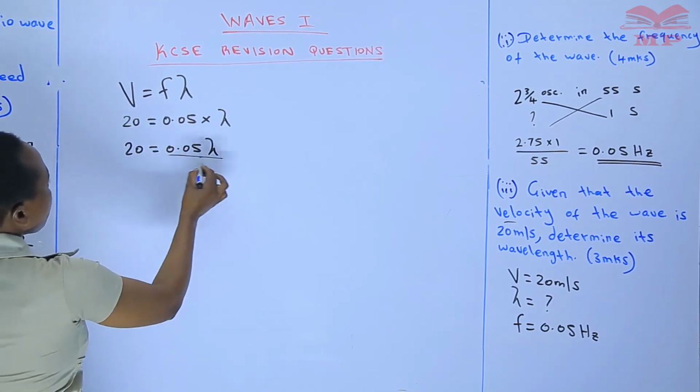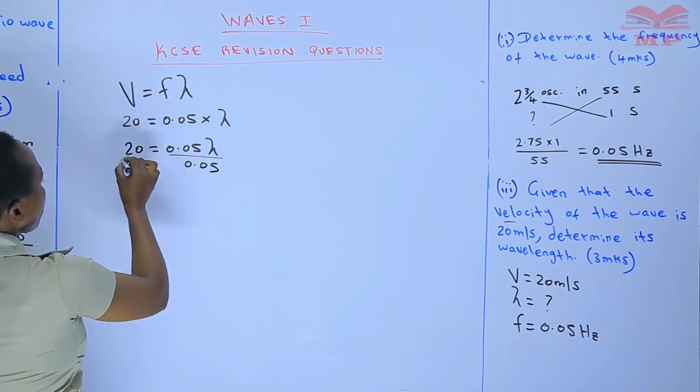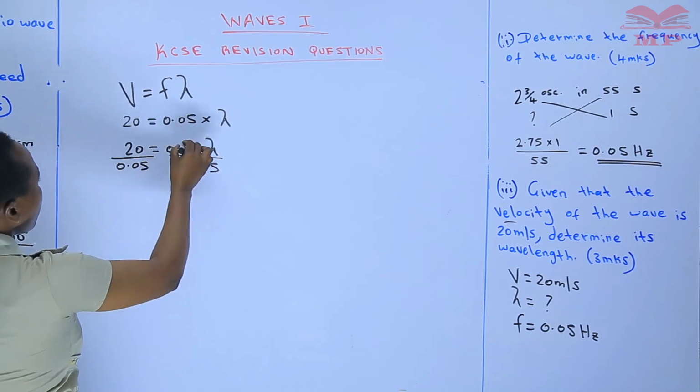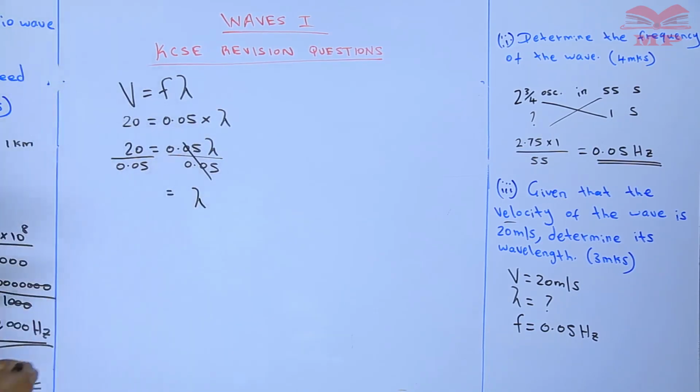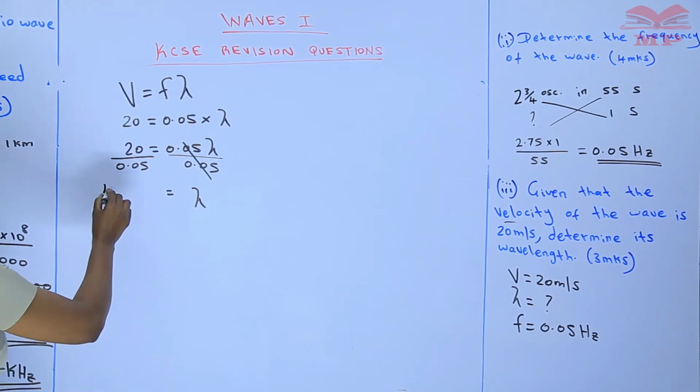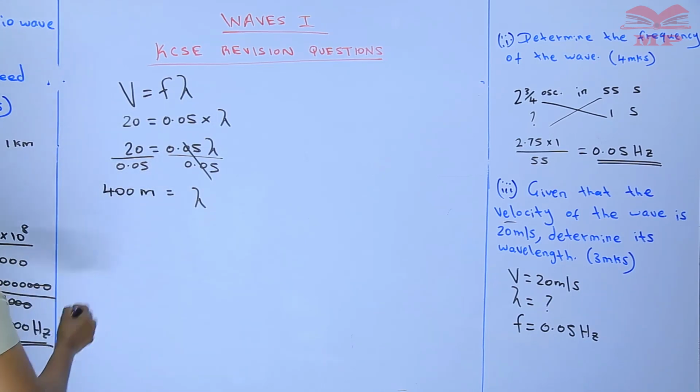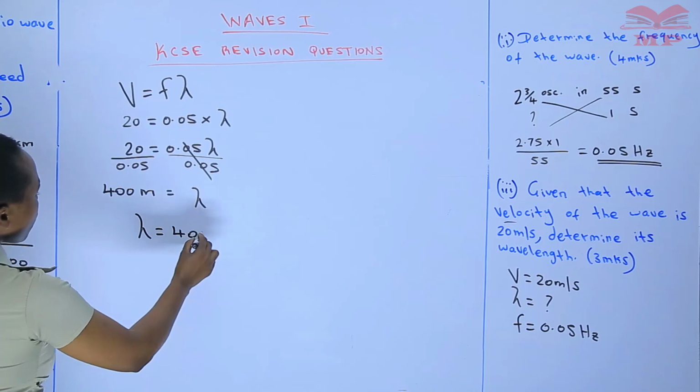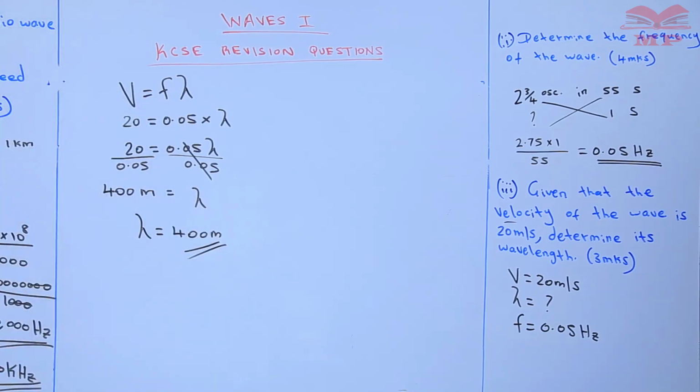So to make wavelength the subject, we divide both sides by 0.05. So we'll end up getting our wavelength to be 20 divided by 0.05, which is the same as 2000 over 5, which is the same as 400, and these are meters. So our wavelength therefore is 400 meters. So that's how we calculate wavelength from the wave equation. V is equal to frequency multiplied by the wavelength. Hope that question is clear.